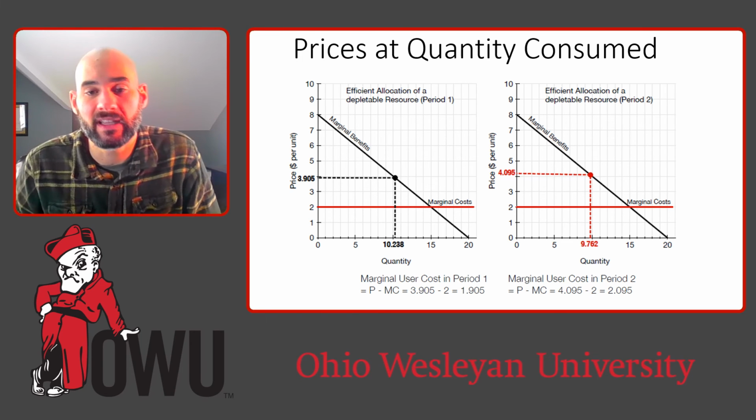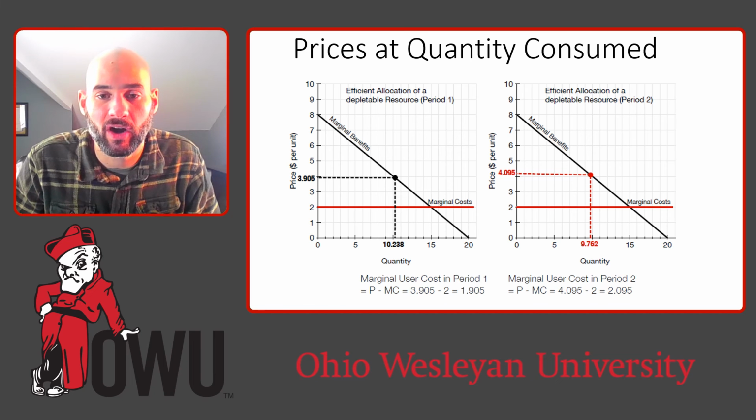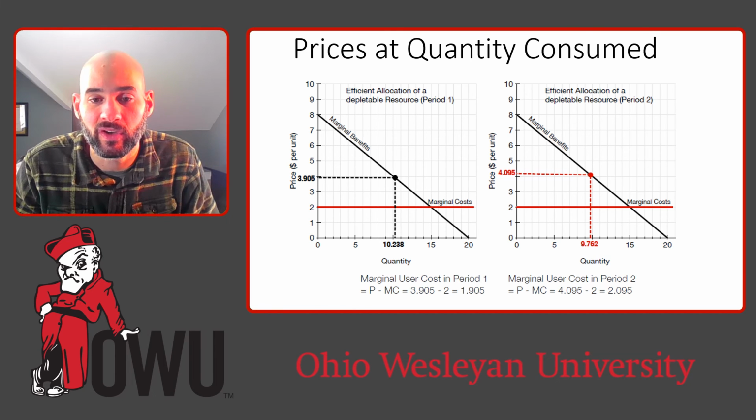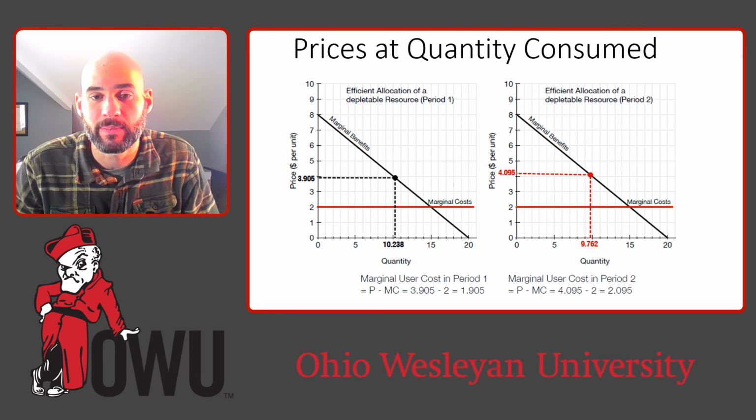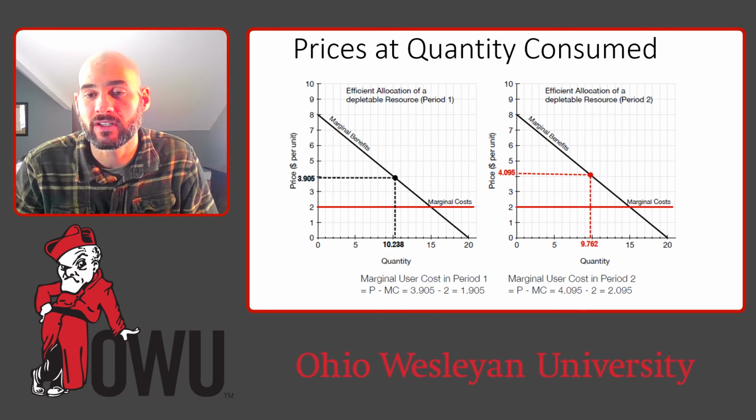And so if we would plug our quantities into those marginal benefit curves, we would find that the price of 10.238 units in period 1, the per unit price was 3.905. And in period 2, the per unit price of 9.762 units extracted was going to be 4.095.